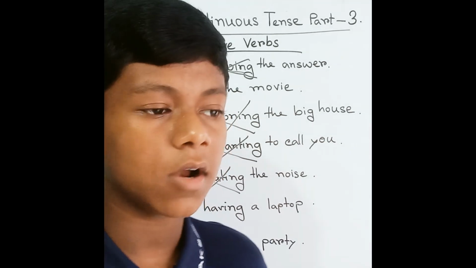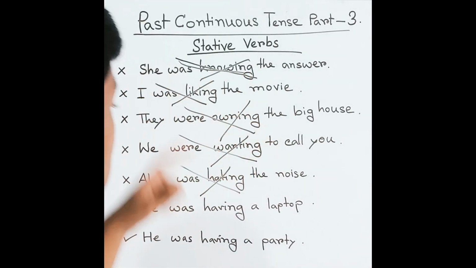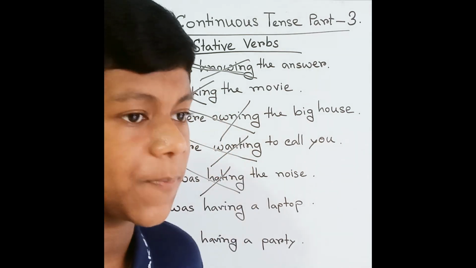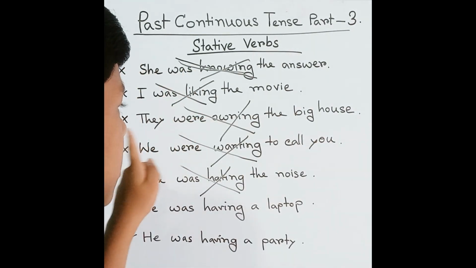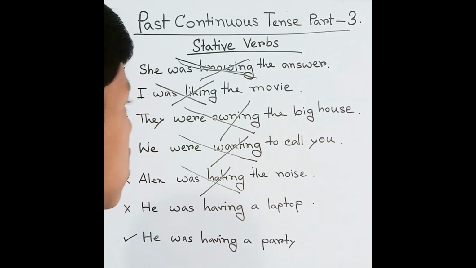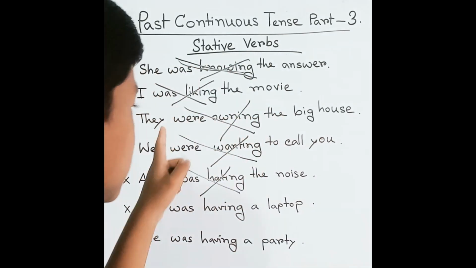No, it also indicates your feelings. So it will be "I liked the movie." Here we can also see "they were owning the big house." No. Why? Because owning describes ownership or possession, something you have. That's why it's wrong.